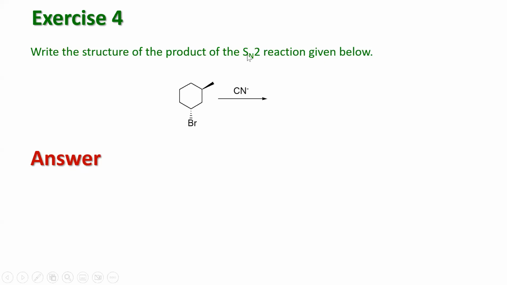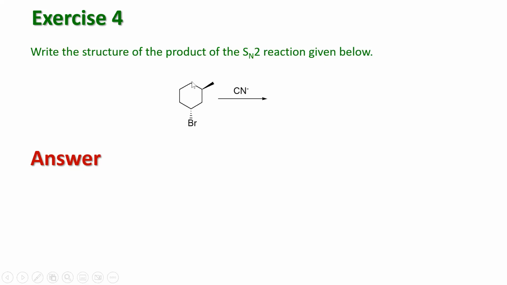Write the structure of the product of the SN2 reaction given below. You have a compound. Now what is this? If no group is mentioned, it is a methyl group. This is not hydrogen actually. Just a line indicates it's a methyl group. Otherwise, if it is chlorine, bromine, iodine, nitrate, or whatever, other groups have to be indicated, right? And without a group mentioned here, it indicates that it's a methyl group, right? So not hydrogen, remember that.